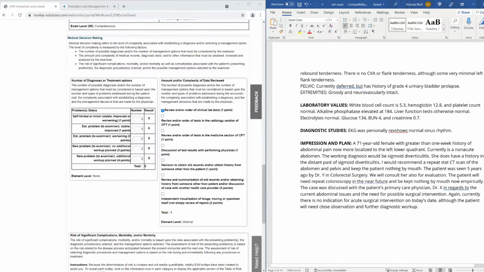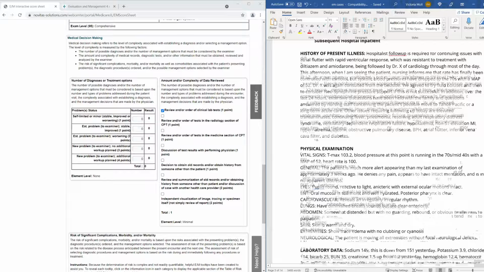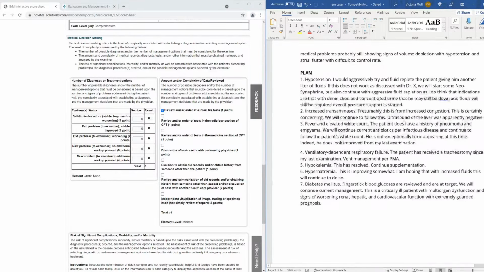It says here that he looked at this patient. I know I saw it here, that he saw him 3 weeks ago. Yeah, so it said here, patient is much more alert appearing than my last examination of approximately 3 weeks ago. So assuming these are all established from 3 weeks ago, we would count these as established problems, unless we could further delve into the electronic medical record system and determine that maybe some of them might be new. But let's see, we have established problems.